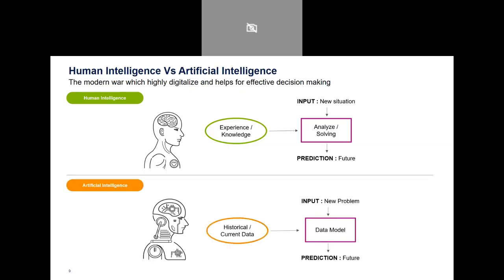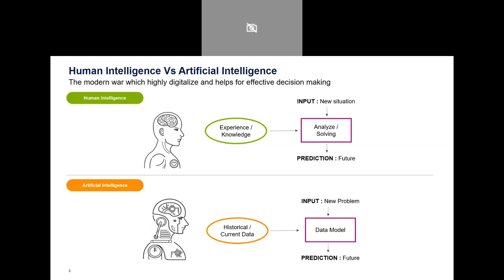Whereas in artificial intelligence, from the picture we could see a human with a brain, and the next one is full of digital circuits and data. Artificial intelligence is purely data. We have historical data, what happened in the past, everything stored as data, and the current scenarios around us are also fed as data. So the machine has a huge set of data, and when there is a new problem, this data model will help to predict the future.